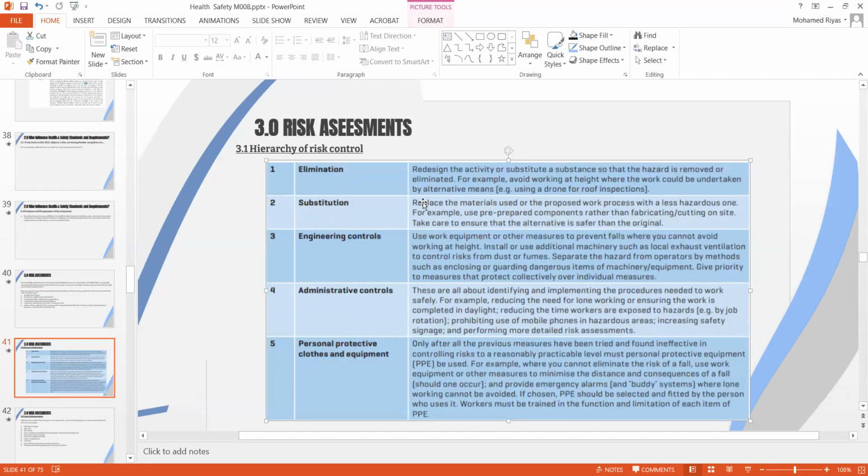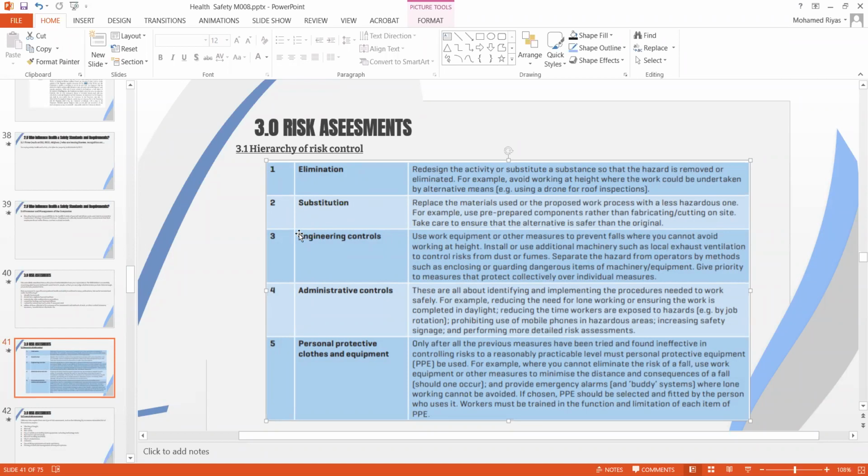Five categories of the hierarchy of risk control. First one is elimination. You could simply eliminate the risk. This is one of the risk control methods. The second method is substitution. You can simply substitute another risk with a lesser impact.